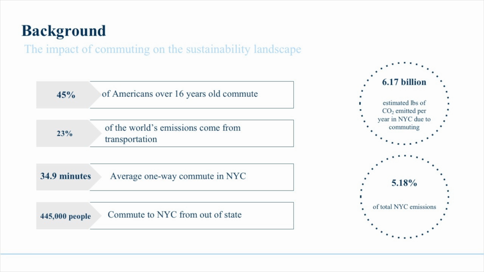And then down below, these are a couple of New York City specific statistics. The average one-way commute is 34.9 minutes, and almost 450,000 people commute to New York City every day from out of state, and these are both the highest numbers in the country. And then in terms of emissions, 6.17 billion estimated pounds of CO2 are emitted per year in New York City due to commuting, and this ends up being about 5.18% of New York City's total emissions. And later we'll go into how Columbia fits into this picture.